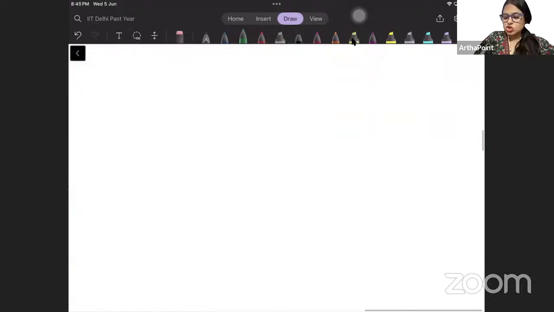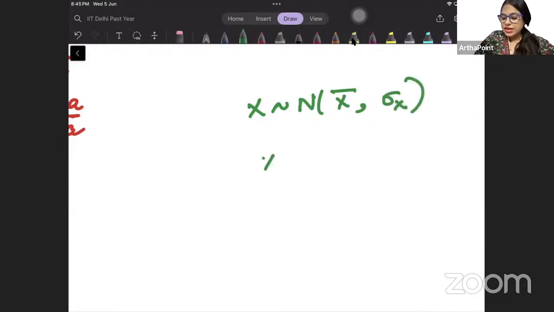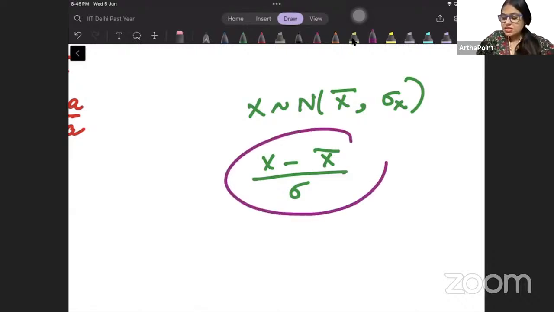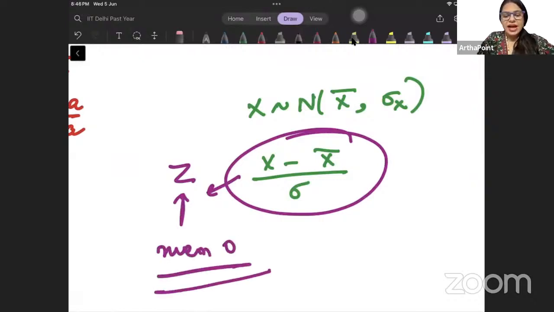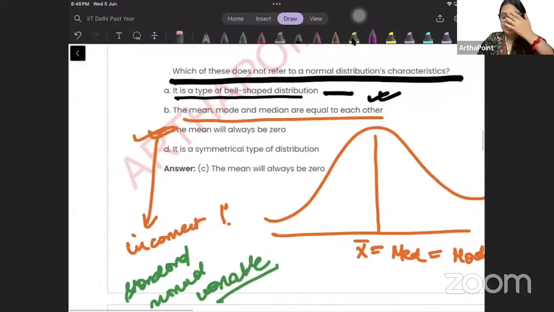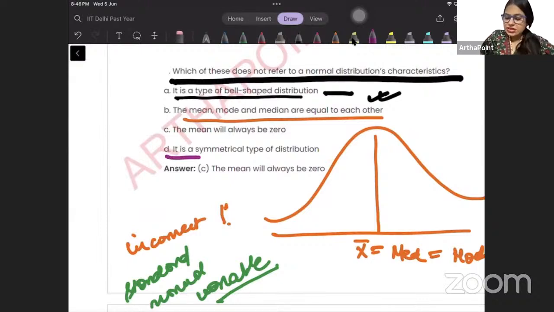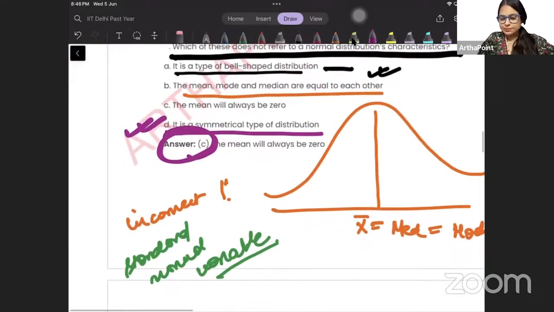So when x is normally distributed with mean x bar and standard deviation sigma, then (x minus x bar) by sigma is a standard normal variable and this will have mean 0. But I cannot say that x will have mean 0. That is an incorrect statement. So statement C is incorrect. Then D says it is a symmetrical type of distribution. This is also correct. So the correct answer to this question will be C.